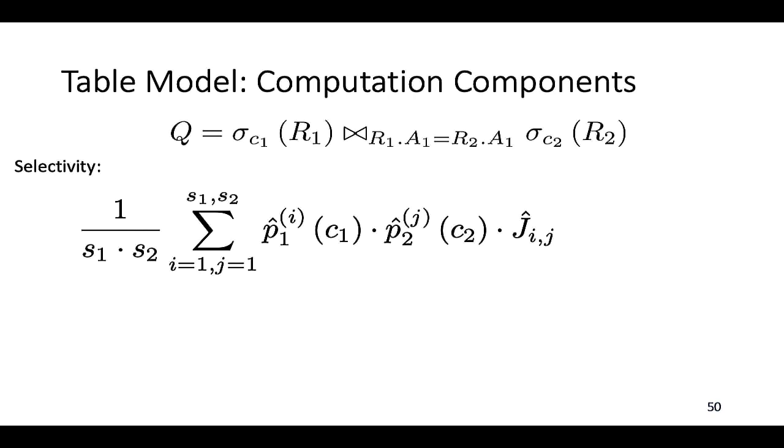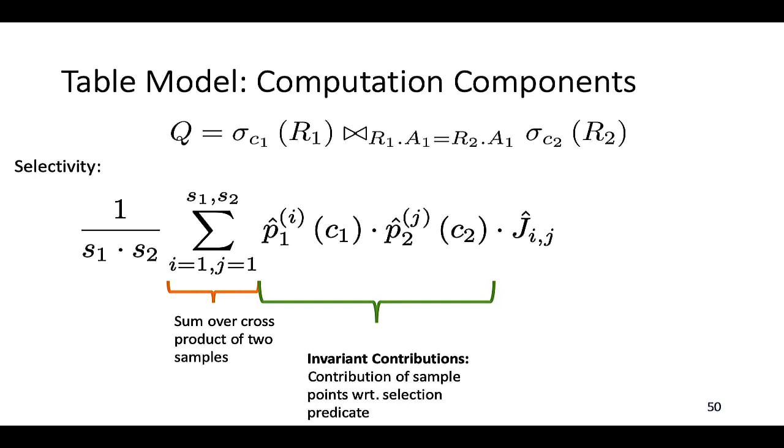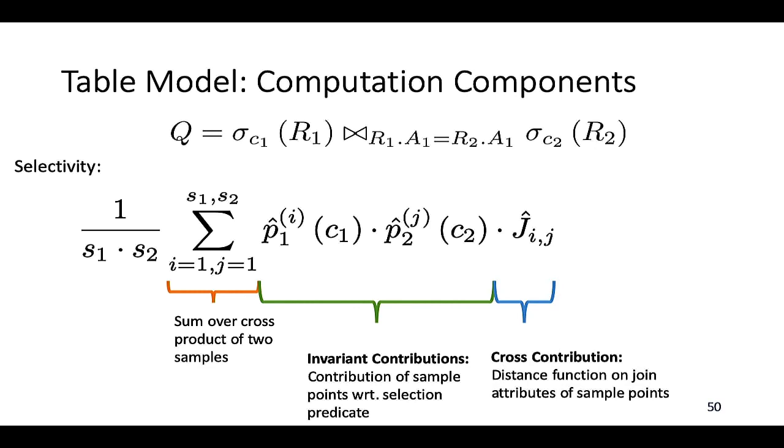But here you get to have a cross product between the two samples. And then we have something I call the invariant contributions. They only depend on either the left-hand side or the right-hand side of the cross product plus the base table predicates, and then we have something I call the cross contribution that is basically a distance function between the values on the join attributes.